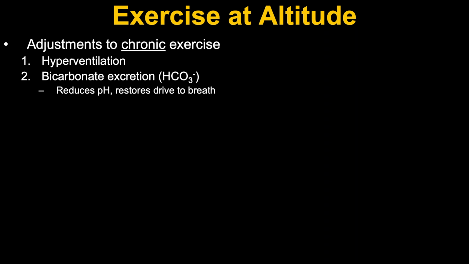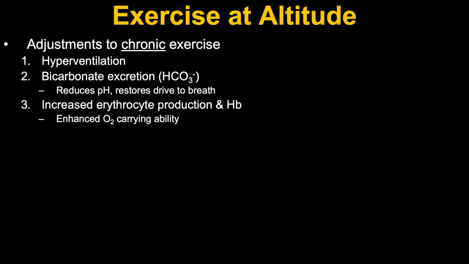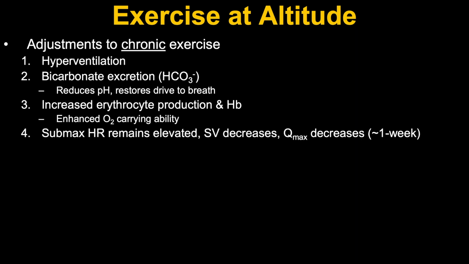that's going to increase minute ventilation. The hypoxia is also going to increase erythrocyte production and therefore the amount of hemoglobin on red blood cells. This, of course, is going to enhance the oxygen carrying ability of the blood. Interestingly, submaximal heart rate is going to remain elevated, stroke volume is still going to be decreased, and our cardiac output max is going to be decreased as well. This will still happen after about a week of exercising chronically at altitude.